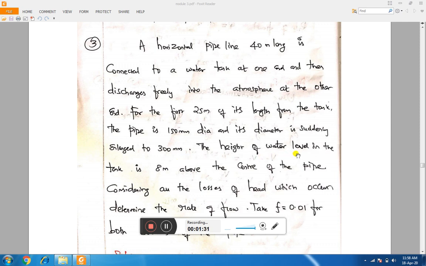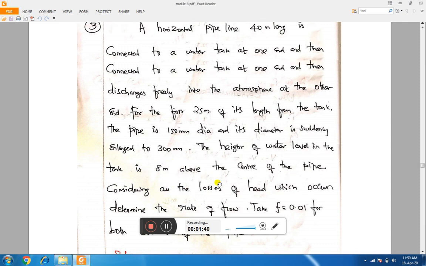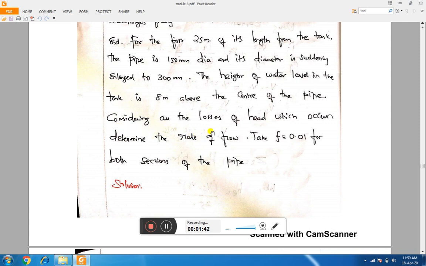So the height of water level in the tank is 8 meter above the center of the pipe. So this is the total head available in the tank. Consider all the losses of head which occur. Determine the rate of flow. Take F equal to 0.01 for both the sections of the pipe. So it has been made easy that F is given, so we need not find Reynolds number. So F equal to 0.01 is given for all the sections of the pipe for calculating the loss of head due to friction.